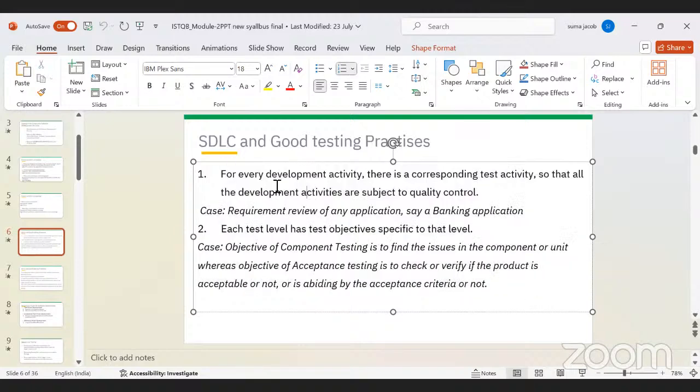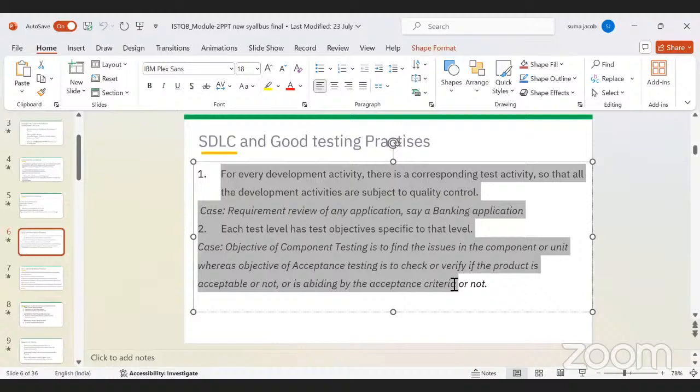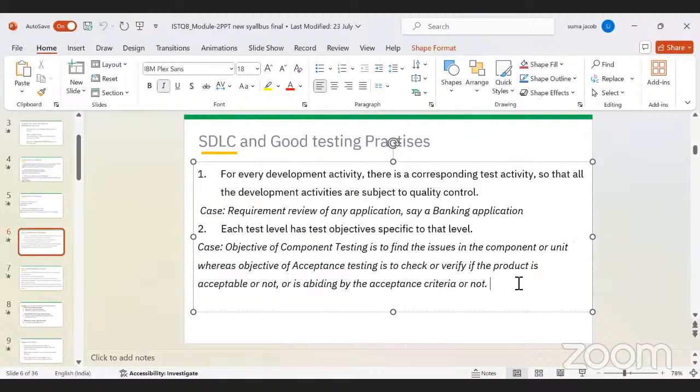For example, if you are given a question like, for every development activity there is a corresponding testing activity, to which SDLC model does this apply? If the question is asked that way, we might feel like the answer is the V model, but the answer is not the V model. ISTQB is saying, irrespective of any models, whatever we follow, these are the good testing practices to be followed.